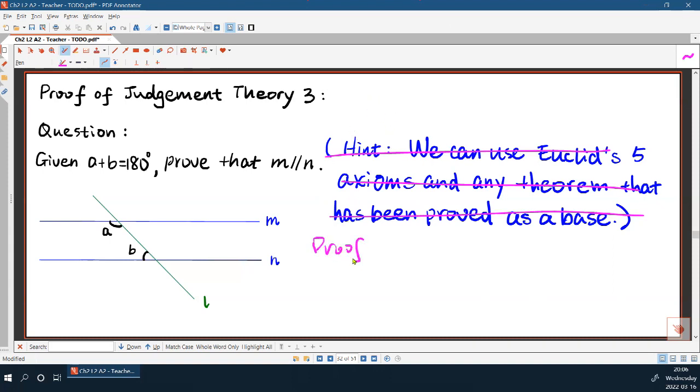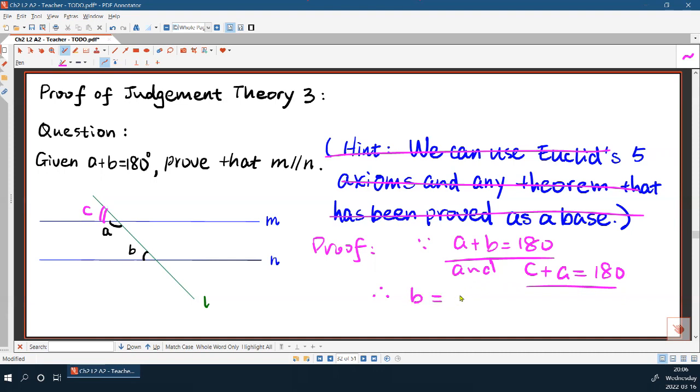Okay, let's say proof. We are given that A plus B equals 180, right? Also, let's call this angle here C. We know that C plus A is also 180, because C plus A is a straight angle, and a straight angle is 180. Based on these two equations, we can conclude that B is actually equal to C, right? Can you see that?